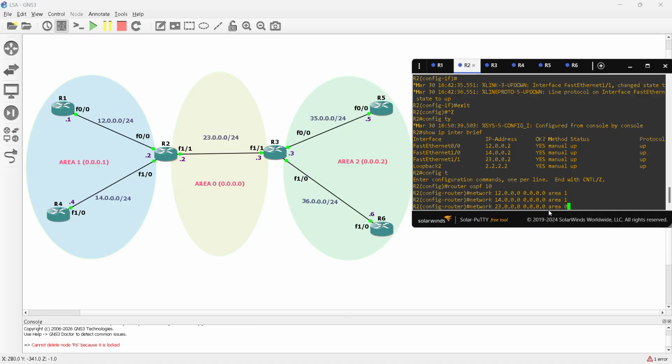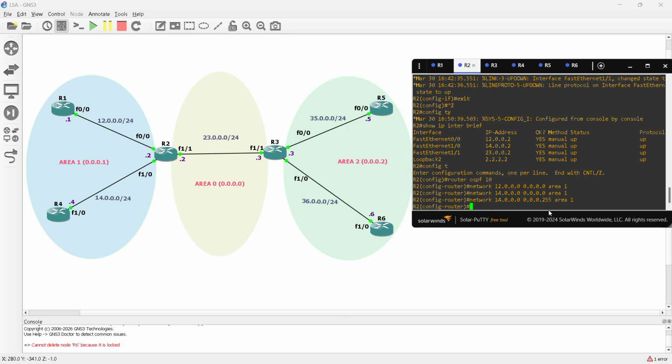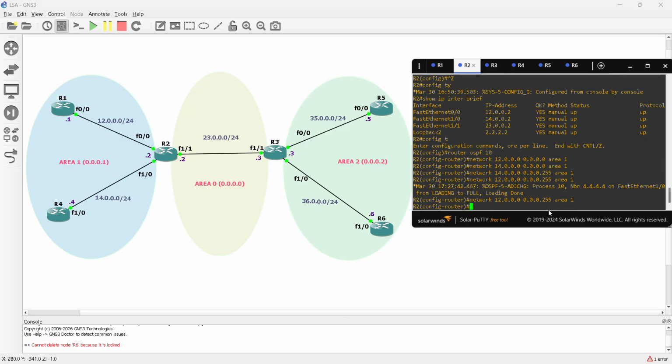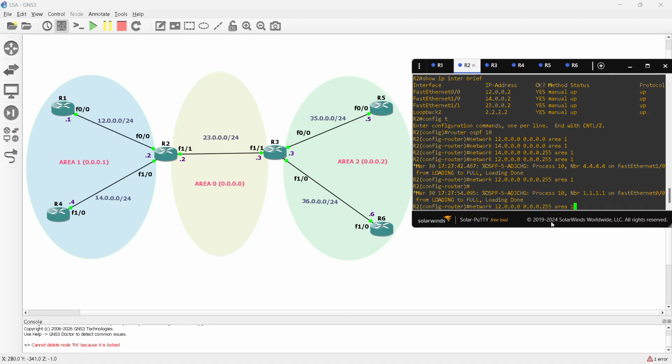Oh, yes, we made a mistake here. As you can see, it is loading, the state is changing from loading to full, right? Similarly for R2, now 23, area 0.